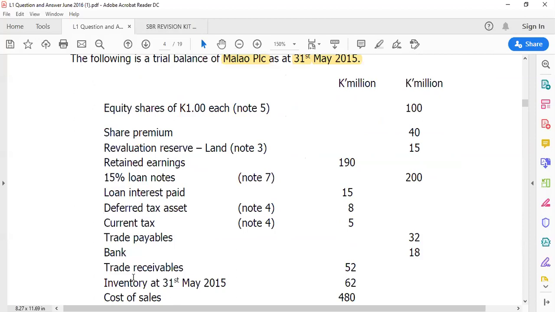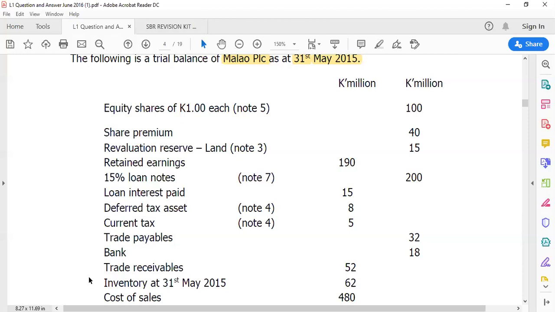First things first, simply make the income statement, and then we can move on to the SFP and changes in equity. Make the formats first before you confuse yourself. This exam is about having a strategy. If you don't have a strategy, it is very difficult for you to pass questions like this one.